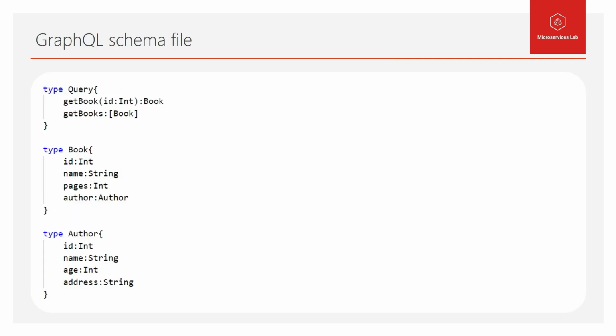Let us take an example of a schema file. This is a schema file which is intended for a GraphQL runtime environment. Here we are defining two types, which are book and author, and providing a few operations that can be performed on these types. GetBook takes an argument of type int and returns a book. GetBooks takes nothing but returns a list of books.